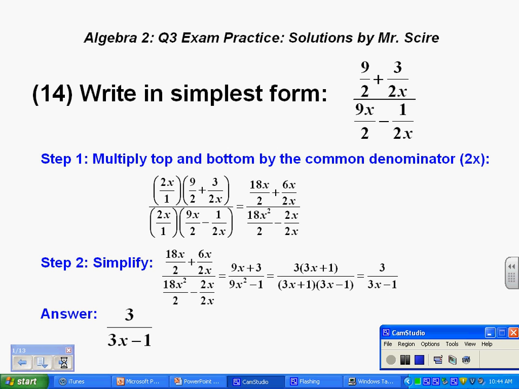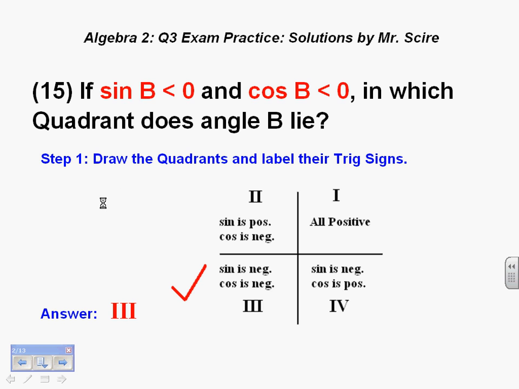Okay, let's go to number 15. Here we're being told that the sine of an angle is negative, and the cosine of the same angle is also negative. So we want to know what quadrant our angle is in. Best thing to do here is to draw a chart. We have the quadrants 1, 2, 3, 4. We notice in quadrant 3, that's the one we want, because in quadrant 3 both the sine and the cosine are negative. So that's our answer, quadrant 3.